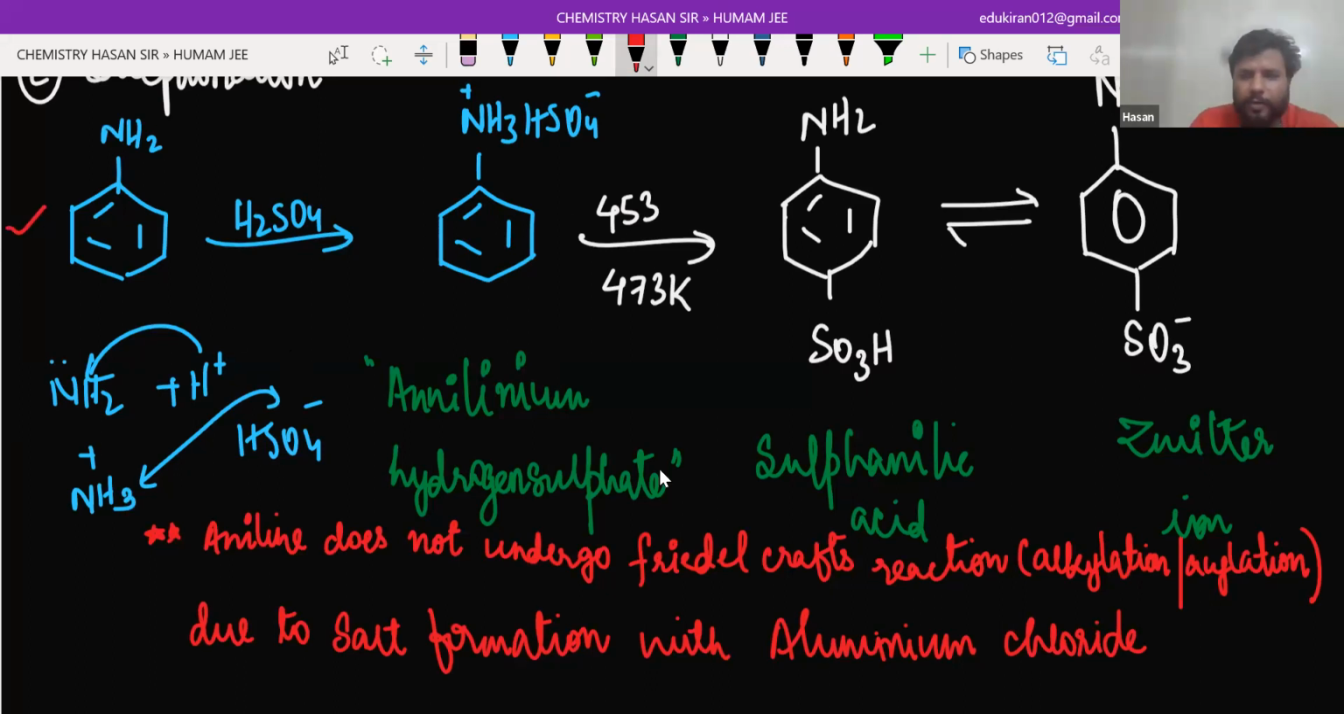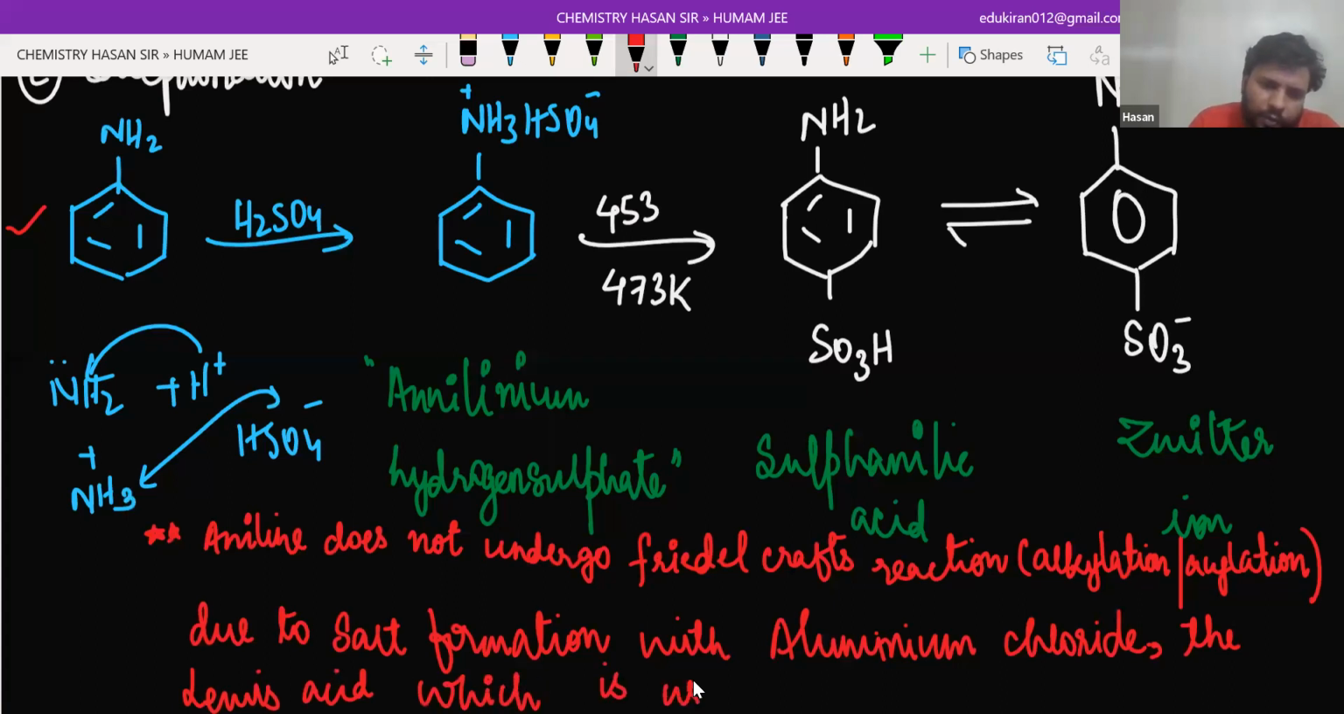Let me know, I need to add a point in this. The AlCl3 is an acid, which is used as a catalyst. And there will be positive charge formation on nitrogen, which will be acting as a strong deactivating group, not an activating group.